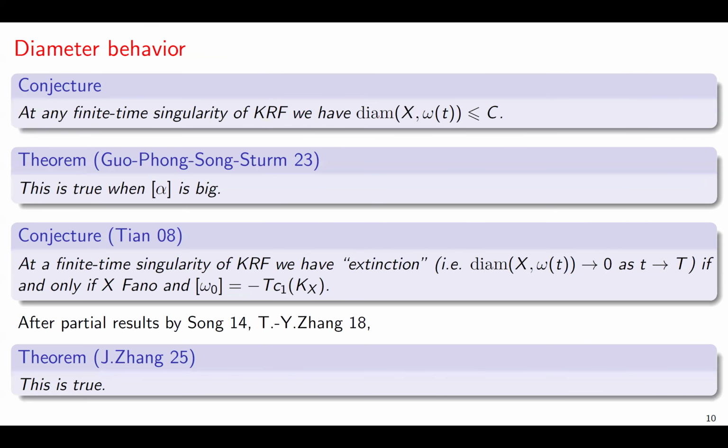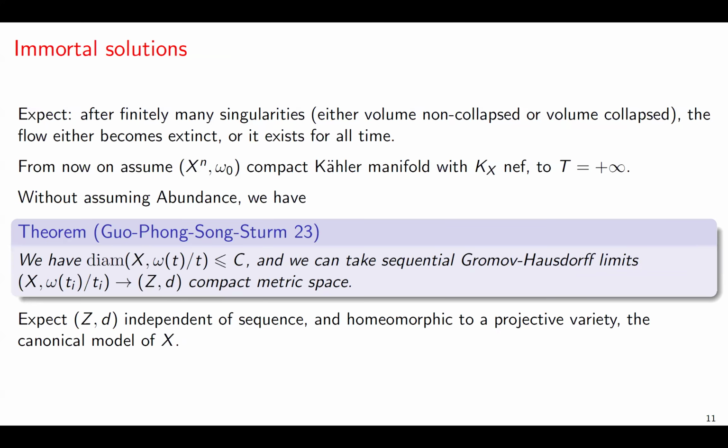So the last big topic is the case of immortal solutions, meaning when you never encounter singularities in finite time. So this is anyway what's expected to happen in general, right? Namely, start the Kähler-Ricci flow on an arbitrary X with arbitrary omega 0. Well, you may encounter some finite time singularity. It could be volume collapsed or non-collapsed. And if it's volume non-collapsed, you expect to have this contraction and a flip perhaps and continue the flow.